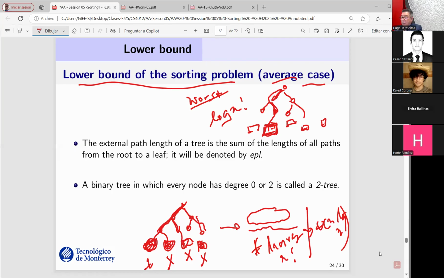So what I'm stating here is that I need to sum up all the paths to all the permutations in the leaves, sum them up, and divide by the number of leaves, which is the number of all permutations that I have, which is n factorial, and then I have n log n.